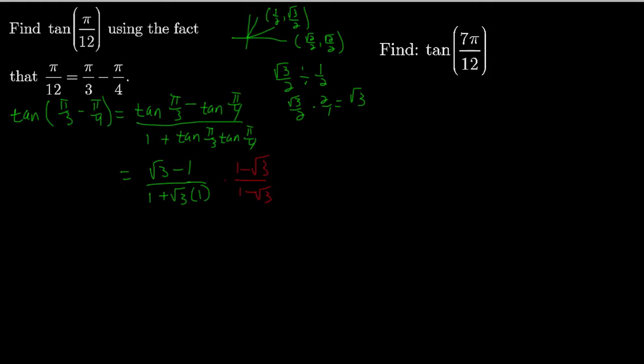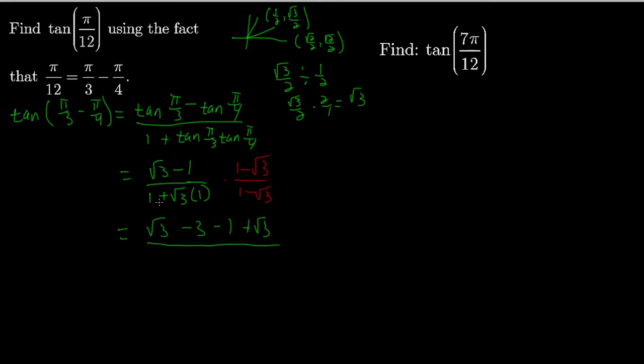And that will, in the numerator, produce root 3 times 1 is root 3. Root 3 times negative root 3 is minus 3. Negative 1 times 1 is negative 1. And negative 1 times a negative root 3 is a plus root 3.